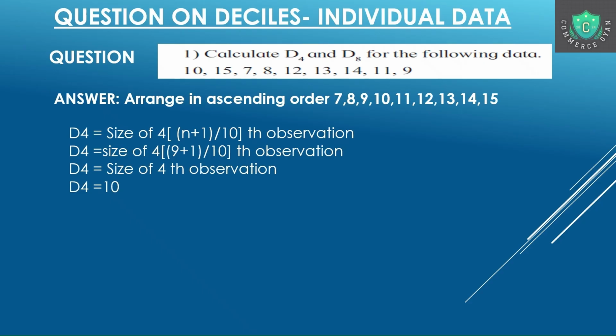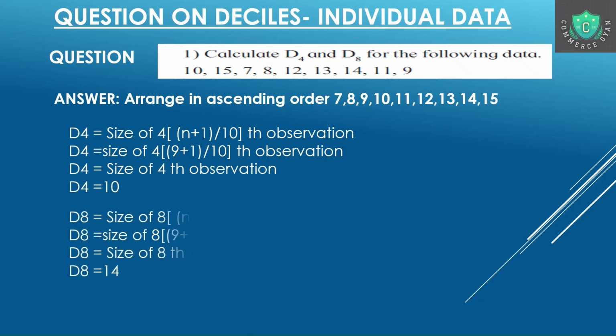So your j is 4, since we calculate decile 4. So 4 into (n plus 1) upon 10, where n is the number of observations. There are 9 observations, so 9 plus 1 upon 10. If we compute, this will be 4. So the size of the fourth observation is 10. So D4, decile 4, is 10. Got it?